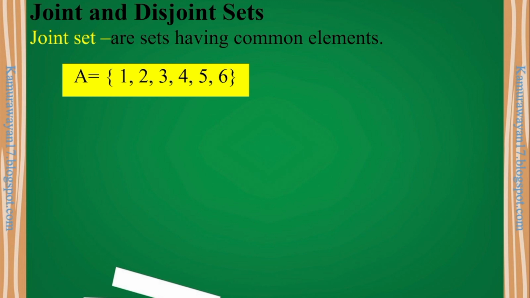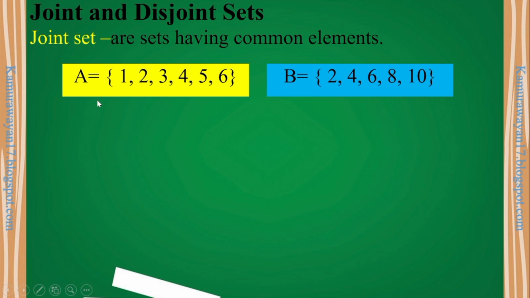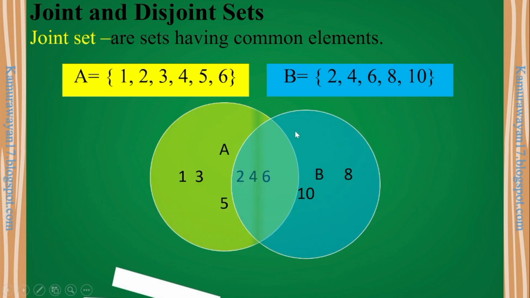So for example, we have set A: 1, 2, 3, 4, 5, 6, and set B: 2, 4, 6, 8, 10. They have common elements. May parehas ba sa dalawa? They're the same. They have 2, 4, and 6. That is the common element. So therefore this is a joint set.